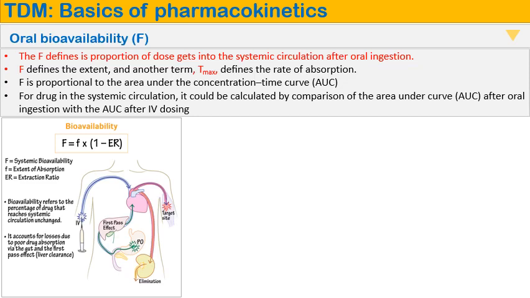بعد شنو عندنا؟ الباي افيلابيلتي بصورة عامة. الاف هي شنو عبارة عن 1 ماينس الاكستراكشن ريشيو. اوكي، 1 ماينس الاكستراكشن ريشيو.